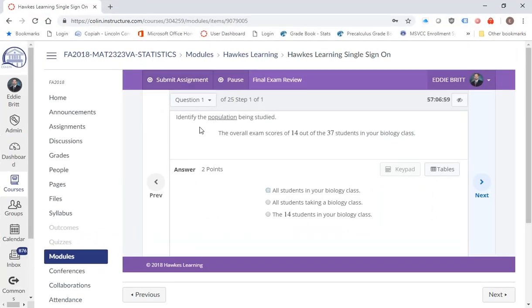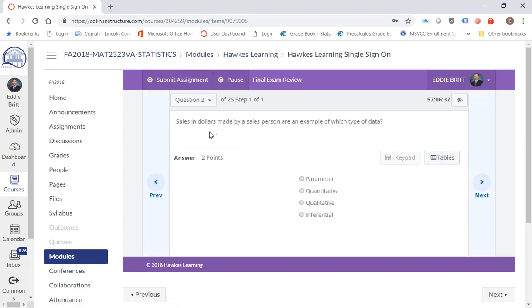Identify the population being studied. The overall exam scores of 14 of the 37 students in your biology class. That would just be a small part of the population. So all of the students in your biology class would be the population. Sales in dollars made by a salesperson, for example, what type of data? Dollars, money, numbers, that's quantitative.